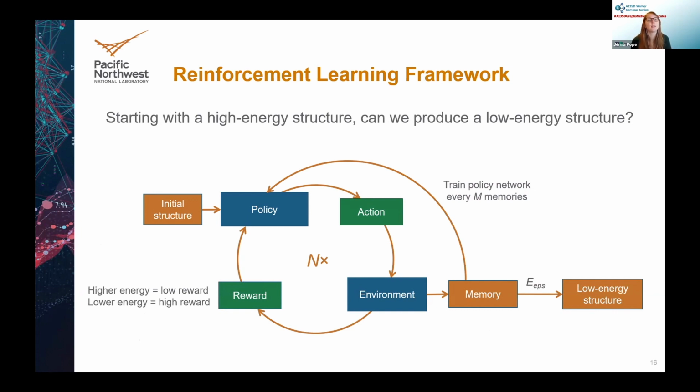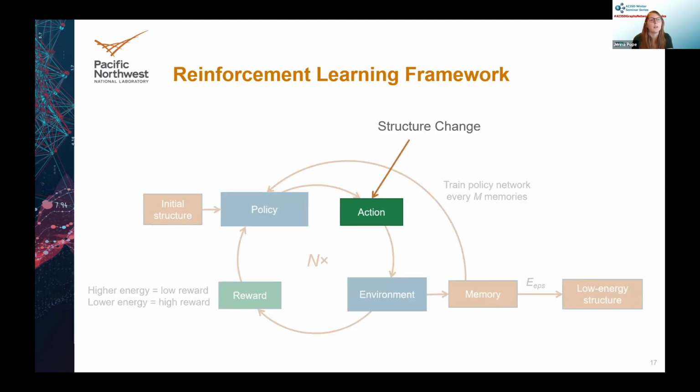So each box in this diagram can be tuned individually to amend the code to the specific problem in question. And other things can be shared between different projects if necessary. Overall, our reinforcement loop covers the design and scoring process to produce a new low energy structure. Let's look at the pieces in this loop.